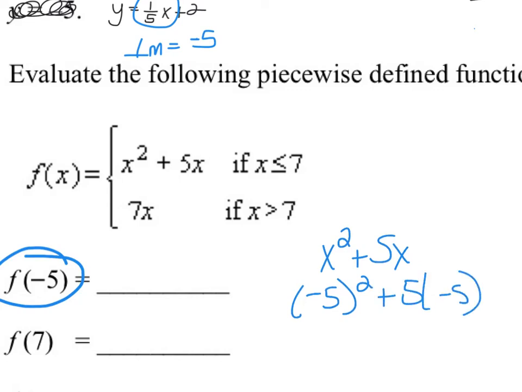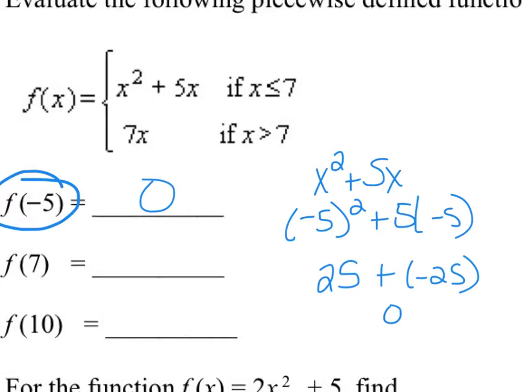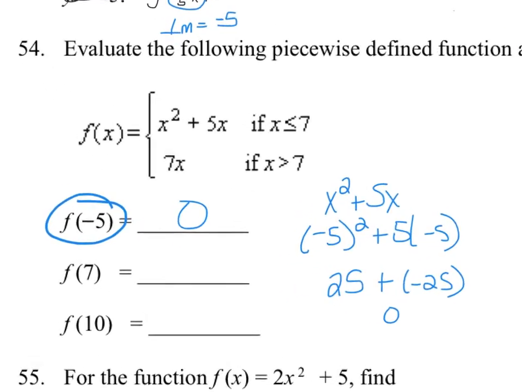After I figure out which expression to use, guys, nothing else matters. You don't go back when you get an answer and plug it back into anything. That is your answer. So negative 5 squared is 25, right? Okay. Plus, what's 5 times negative 5? Negative 25. So when I plug in negative 5, what answer do I get out? 0. So your answer here is 0. That's it. Now I look at the next question. They want me to evaluate the piecewise where x is 7.